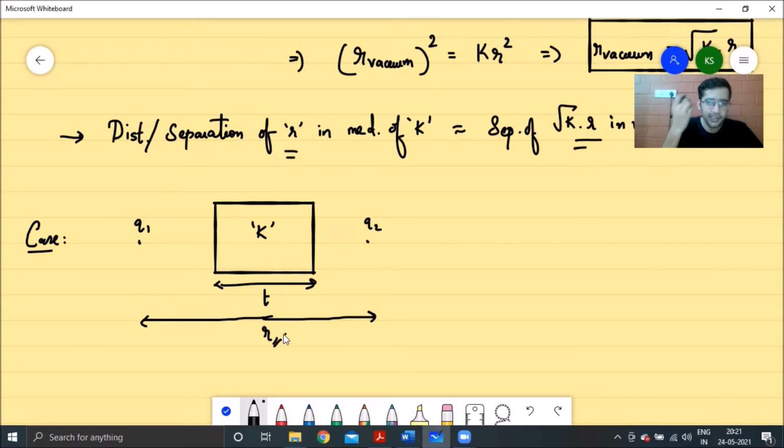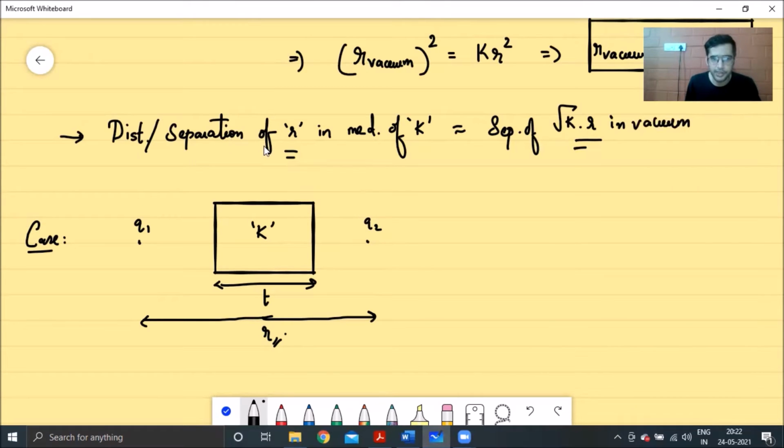So this problem would be much easier to solve if this was entirely one medium. So what we'll be doing is we'll convert this glass slab into a vacuum case effectively. And we'll be making use of the statement which I've written earlier. That is, a separation of R in a medium of K should be equal to a separation of root over K into R in vacuum. So writing this statement down now, a thickness of T in medium K is equivalent to a distance of root K into T in vacuum.